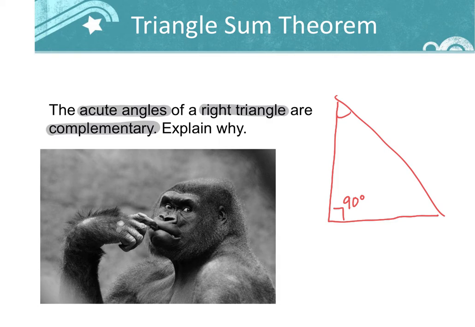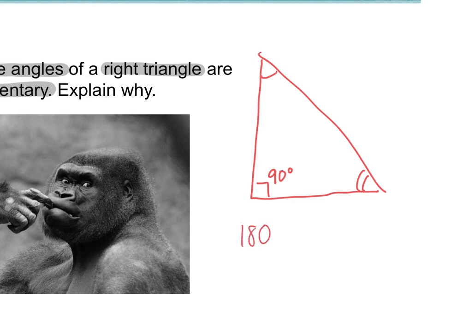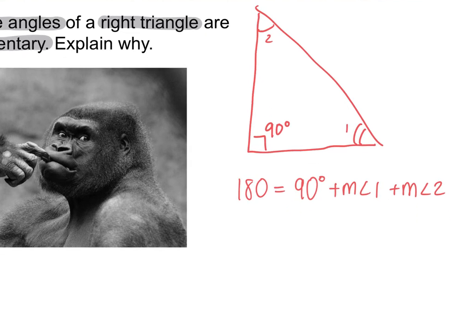Why would the two acute angles need to be complementary? Well, inside of a triangle we have 180 degrees to deal with, right? We're saying that that's equal to 90 degrees plus the measure of angle 1 plus the measure of angle 2, right? Now, if one angle's already 90, we subtract that 90 from both sides. We'll end up getting 90 equals the measure of angle 1 plus the measure of angle 2.